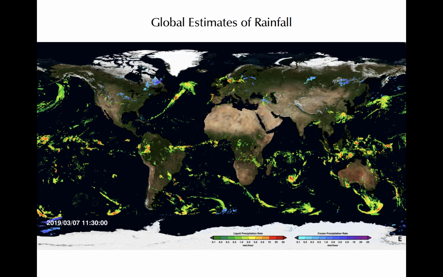An example of a global rain rate map is shown here. It is updated every 30 minutes and is derived partially from the GPM radar data, but largely from a combination of passive microwave and infrared brightness temperatures as well.